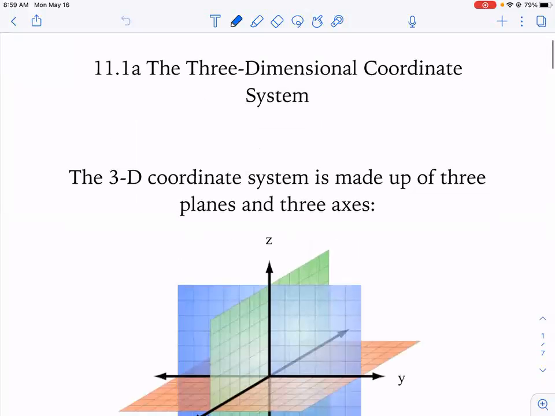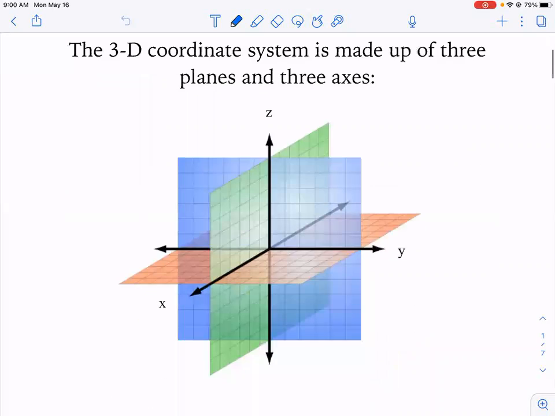All right, so we are going to go through 3 sections of chapter 11, and they all involve the three-dimensional coordinate system, okay? So today we're really just gonna wrap our heads around how to plot points in three-dimensional coordinates and talk about the 3 different axes, the 3 different planes, the 8 different octants, okay?